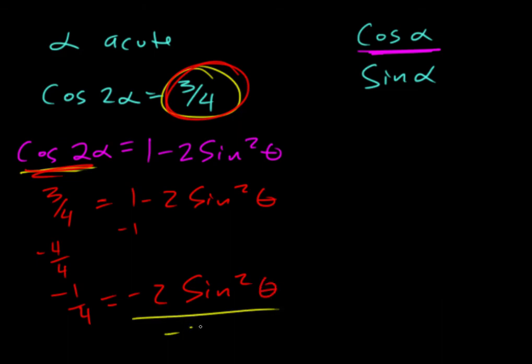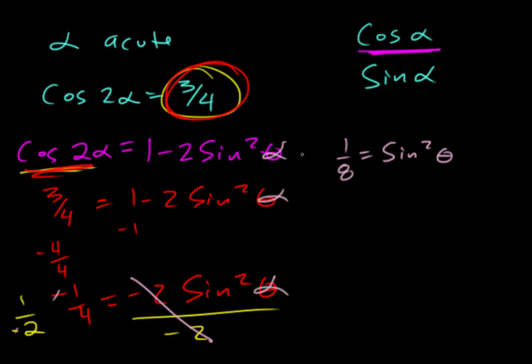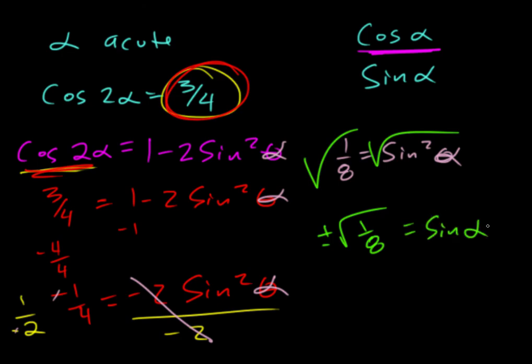We divide by negative 2, which is the same as multiplying by a negative 1/2. Those negatives will cancel, and we have 1 over 8, which is equal to sine squared theta. That's really supposed to be an alpha on all of these. Okay, square root both sides, we end up with plus or minus square root of 1 over 8 is equal to sine alpha.